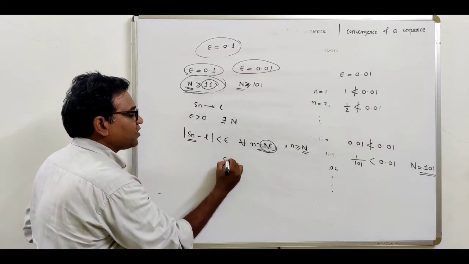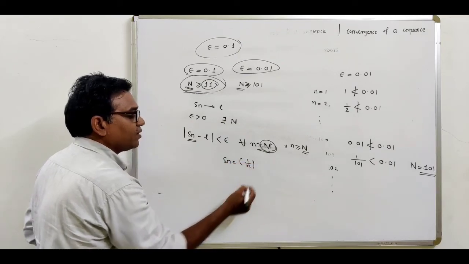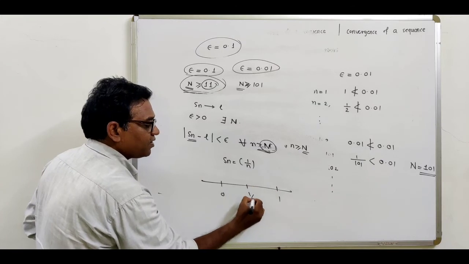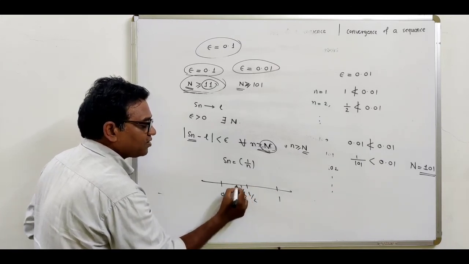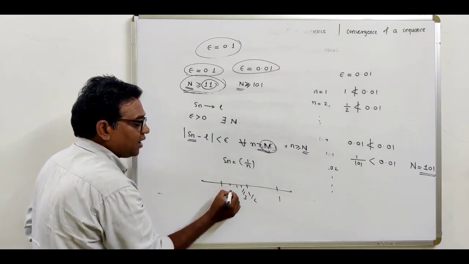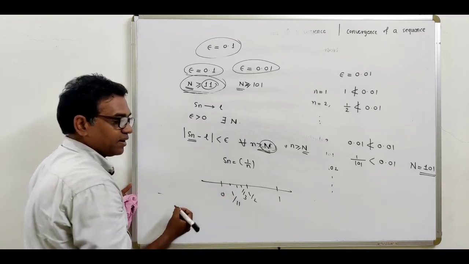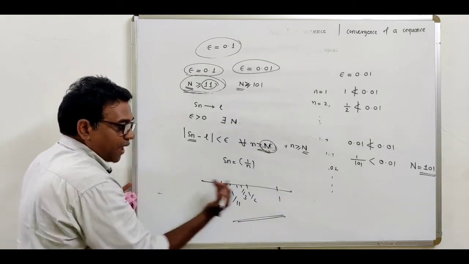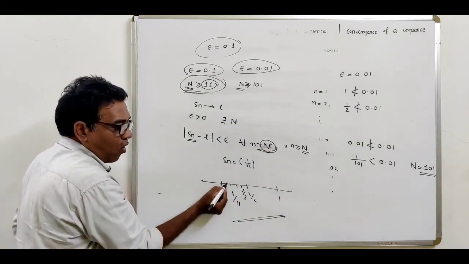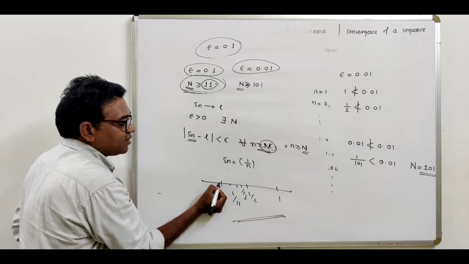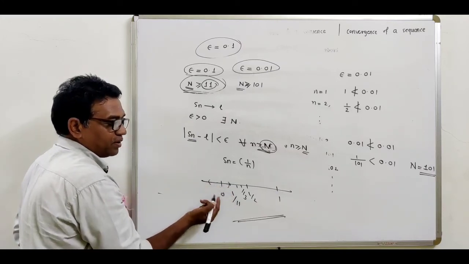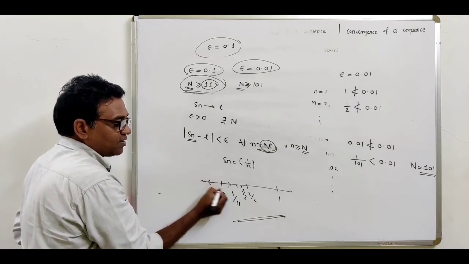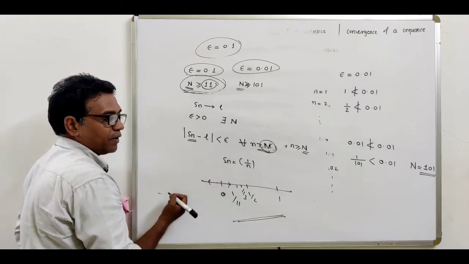If you consider suppose sequence Sn equal to 1 upon n, then 0 is the limit. This is the position of 0, this is 1. 1 upon 2 means it is the midpoint. This is 1 upon 3, this is 1 upon 4. And this is the 11th term of the sequence, that is 1 upon 11. So this is the finite number of stages, 1 to 11. After the 11th term, all the terms of the sequence lie in this neighborhood of the limit. Our limit is 0, so this is our neighborhood of this limit.